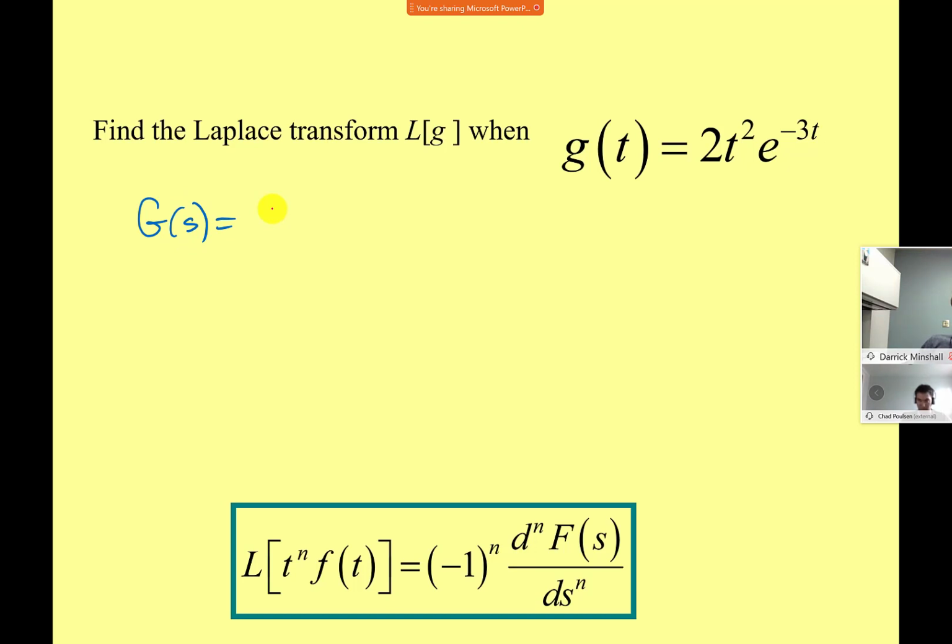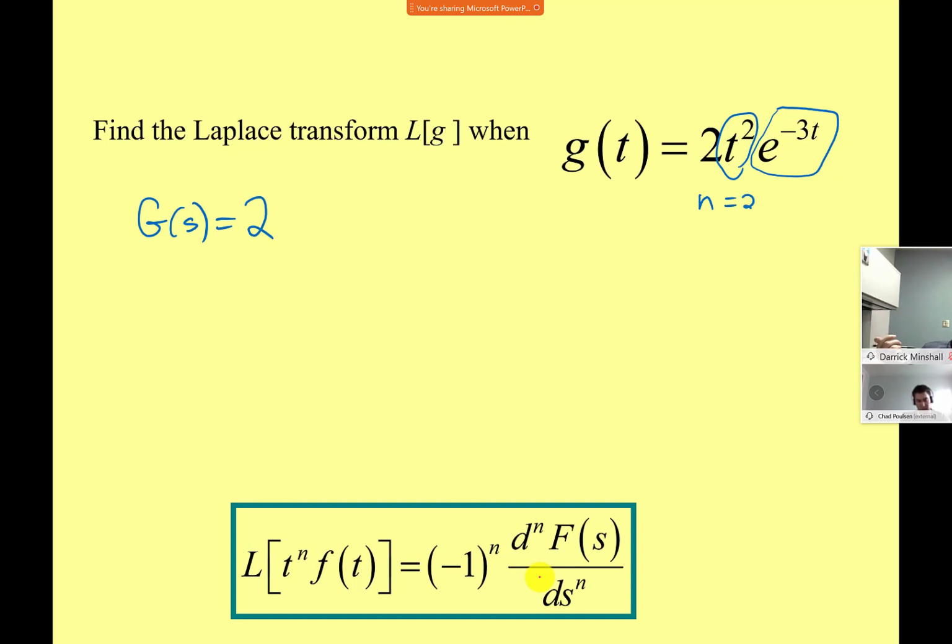And so what we're going to do is put the 2 out in front, because we can do that later because it's linear. And then we see the t squared, so we're going to do that with the multiplier rule with the n being 2. And so we'll do that in a minute. So what we have to do is Laplace transform this piece, and then we'll need to take 2 derivatives of it.